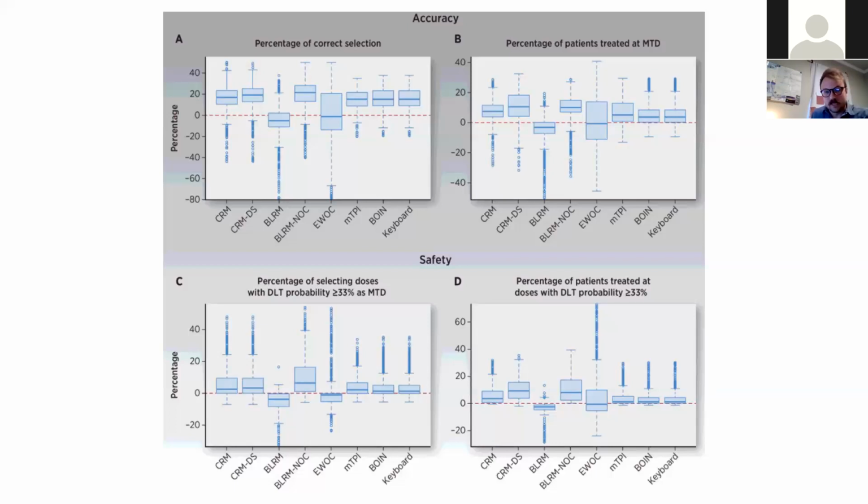In terms of percentage of patients treated at the MTD, the MTPI and CRM design allocate slightly more patients than the Boyne and keyboard design, but we can also see, based off these box plots, that the latter are less variable. So now looking at safety, this study looked at 2 different metrics here.